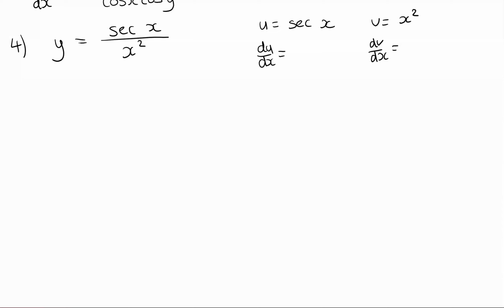This you can find in your formula book. It's sec times tan. And x squared, differentiate that, you get 2x. Okay, so we're going to need this as part of the process.